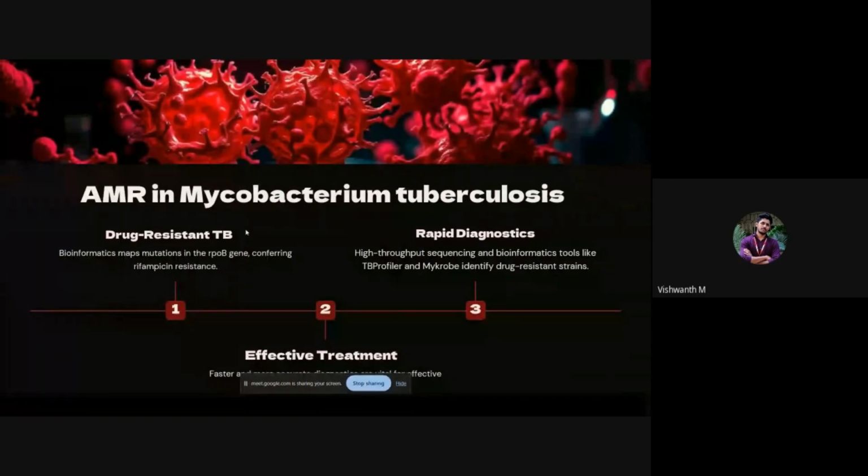The first line drug rifampicin was the first drug used to treat tuberculosis, but it is well known for developing resistance. Recent efforts to combat drug resistant TB, so called because it resists the drugs, have focused on using bioinformatics to map the mutations in the rpoB gene. The rpoB gene is responsible for causing this resistance in the bacteria, conferring resistance to rifampicin. So how exactly does rifampicin work? It binds to the bacterial RNA polymerase and inhibits its ability to transcribe the DNA.